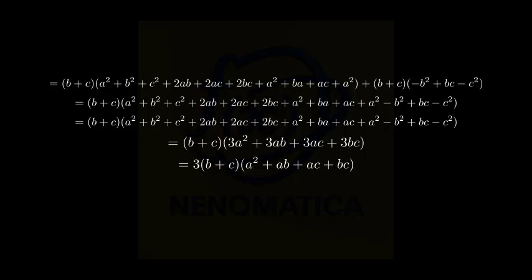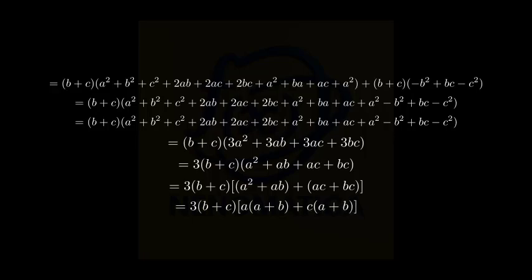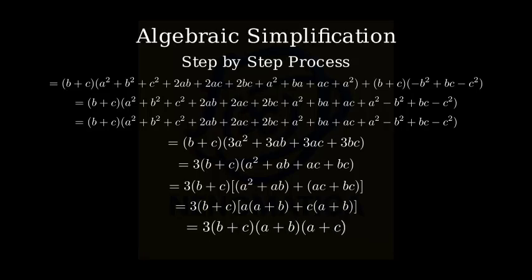Now, let's group the terms inside the parentheses to see if we can factor further. Let's group the terms as follows: (a squared plus ab) and (ac plus bc). We can rewrite this as a times (a plus b), plus c times (a plus b). Now, we can factor out the common term, a plus b, from the expression inside the square brackets. So we get 3 times (b plus c) times (a plus b) times (a plus c). And this is our final answer.